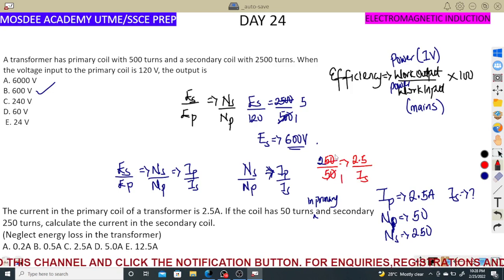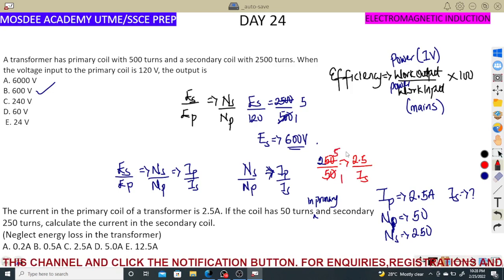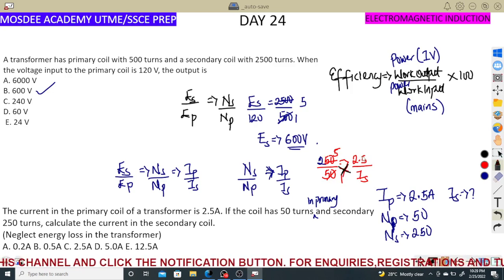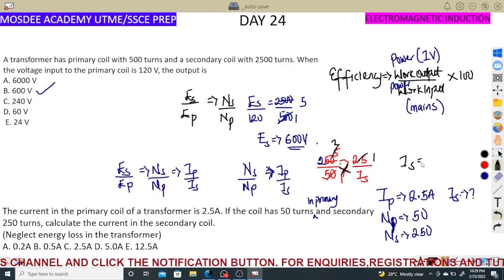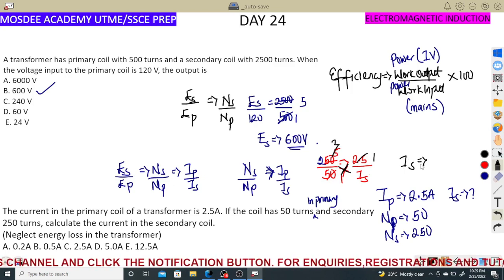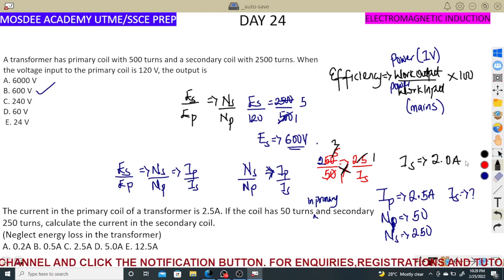250 over 50, you can simplify. If you don't know how to simplify, my dear students, cross multiply. My offline students already know this method. So IS is nothing but 2.0 amps, because that is what I'm seeing here. So that should be the answer. None of these options is correct.